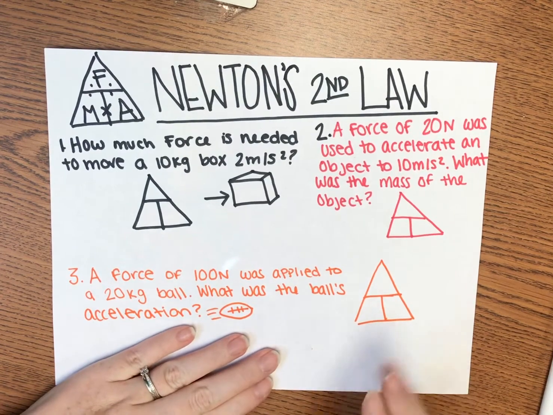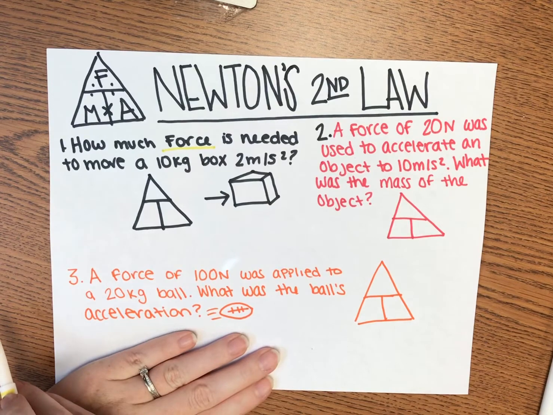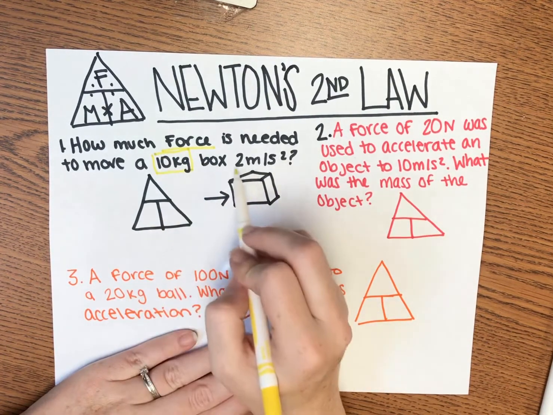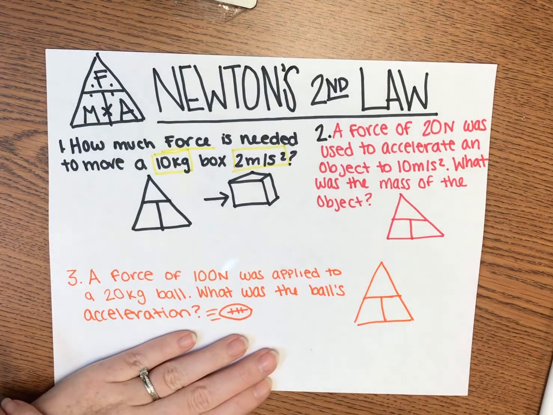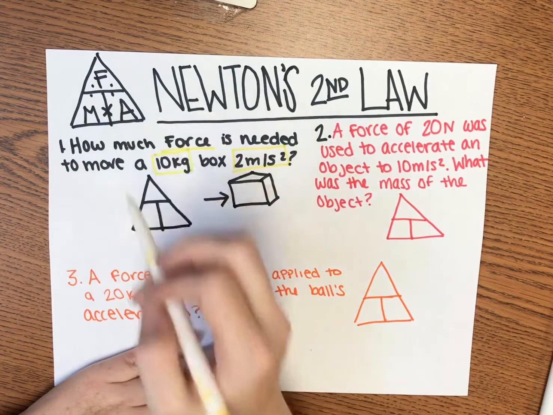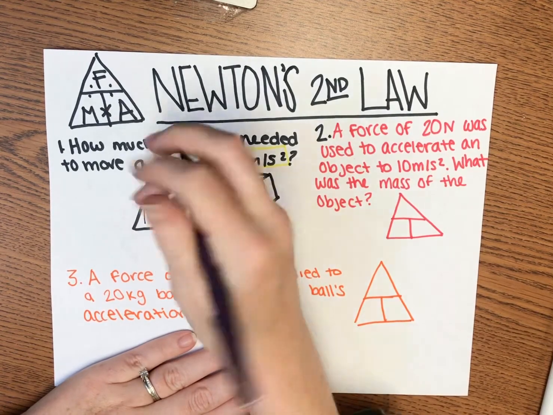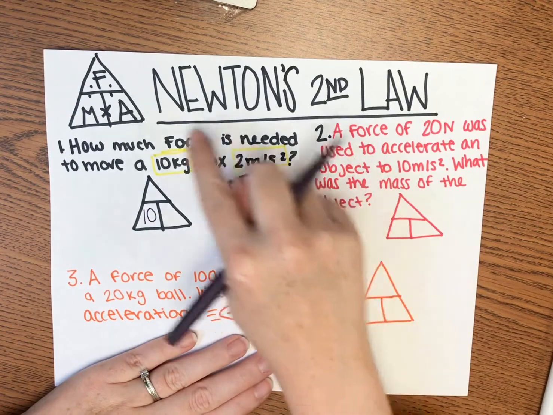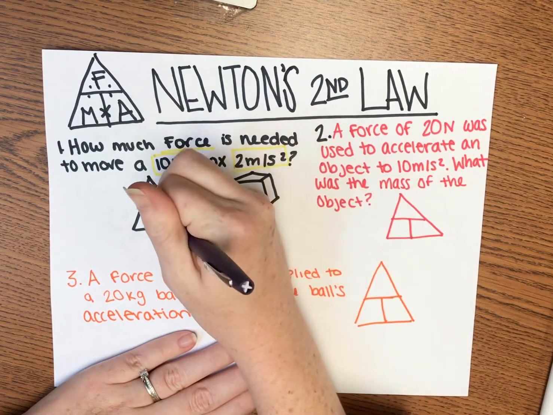Problem number 1 says, how much force is needed to move a 10 kilogram box 2 meters per second squared? So remember from our last video, kilograms is what we use to measure mass. So we know that we have our mass, so we would put our 10 here where mass goes. Then we know 2 meters per second squared, acceleration is measured in meters per second squared. So we could put that here.